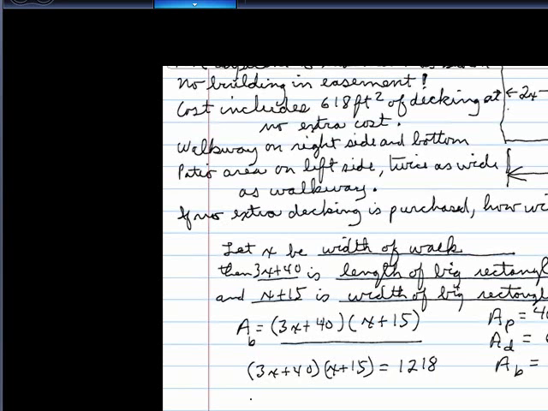Well, let's go ahead and expand the left side. 3x squared plus 40x plus 45x, which is 85x, plus 600 is equal to 1218. Subtract 1218 from both sides. 3x squared plus 85x minus 618 is equal to 0, and you're now ready to use the quadratic formula.